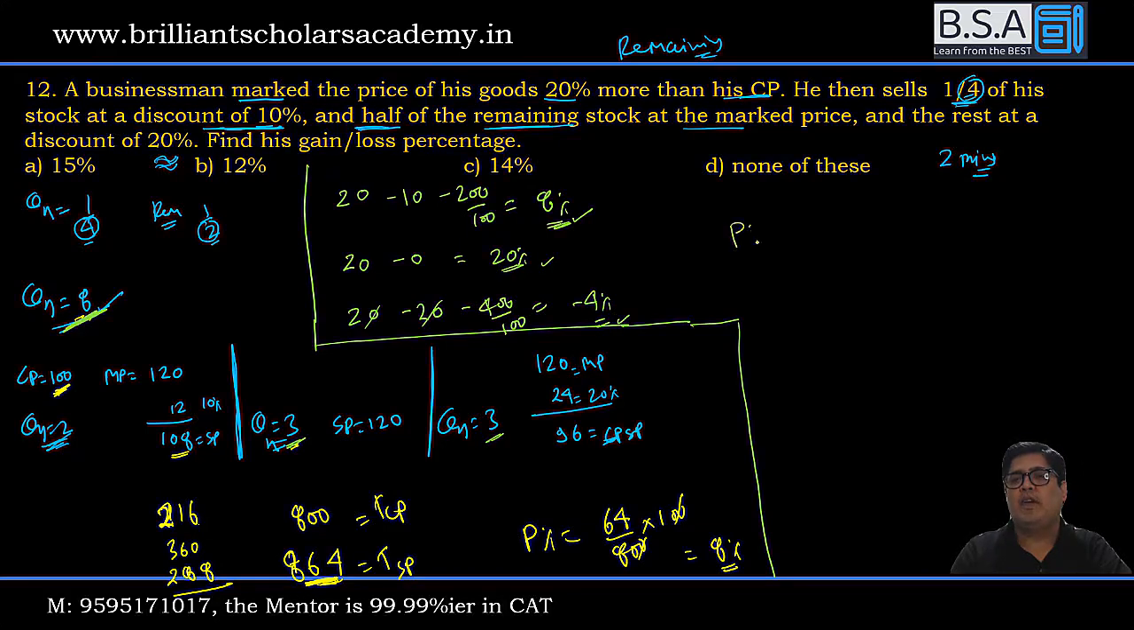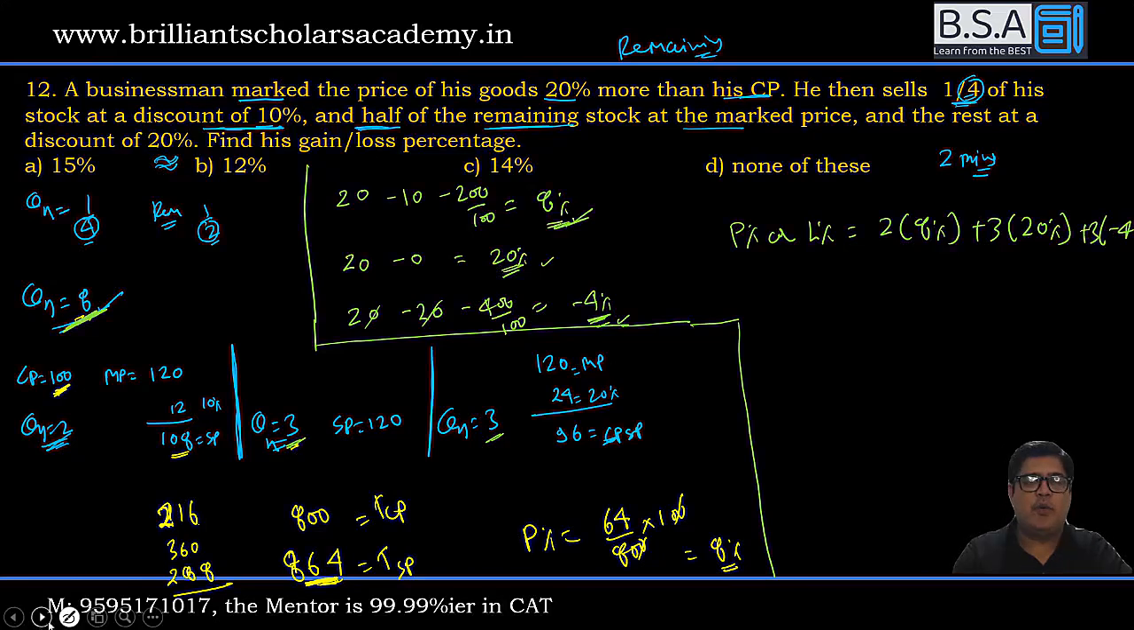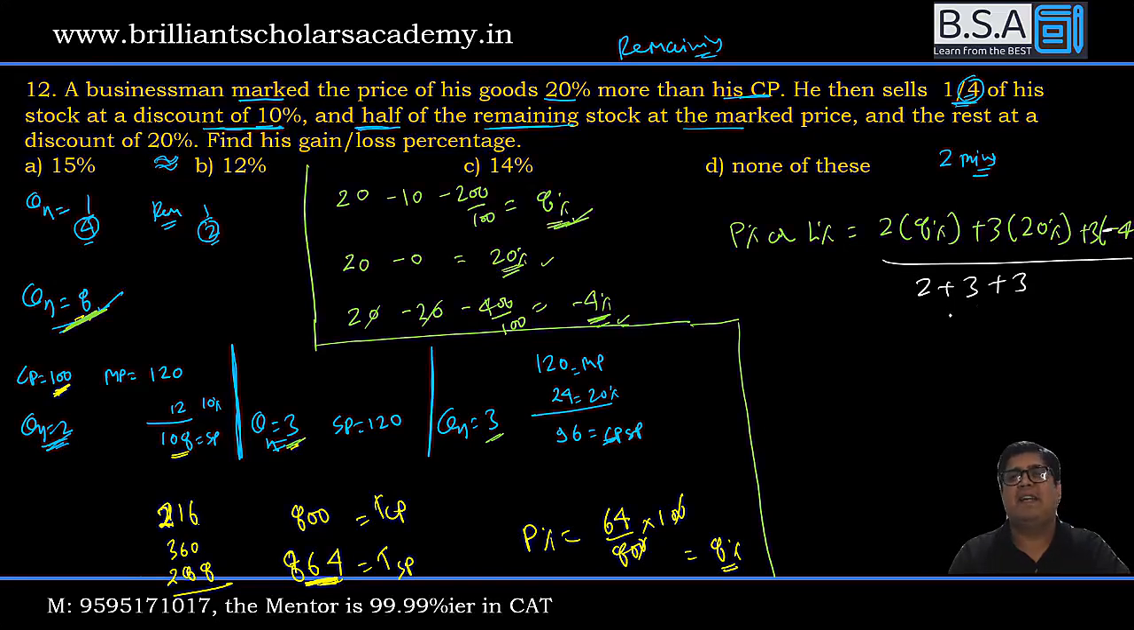So overall profit percentage or loss percentage is the weighted average. How many products? Two products with 8%. How many products here? Three products with 20%. How many products here? Three products with 4% loss. Make sure you understand 4% is the loss. Make sure you highlight that negative part. Don't forget that. How many quantities did you sell? You sold 2 plus 3 plus 3. This is called weighted average.